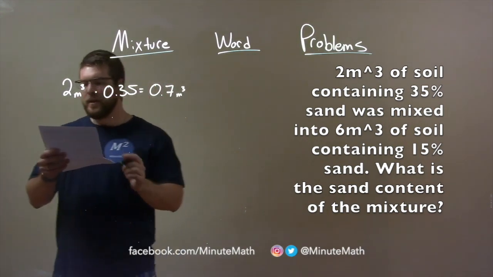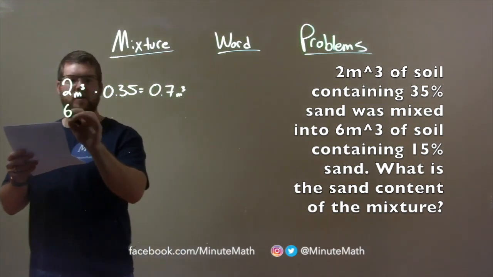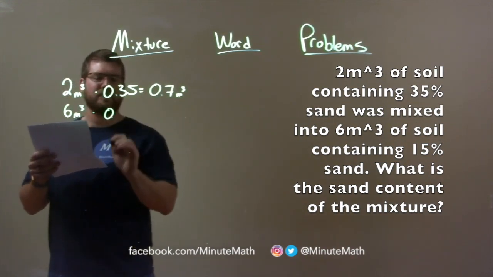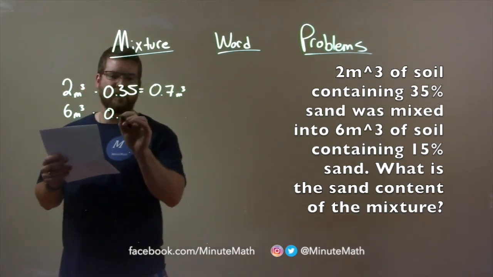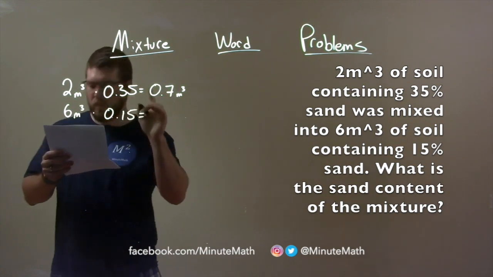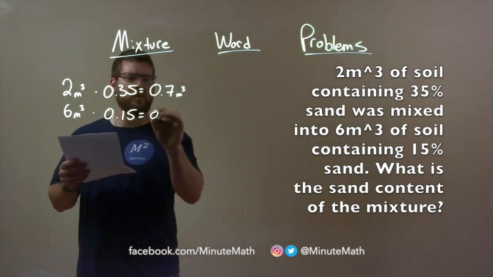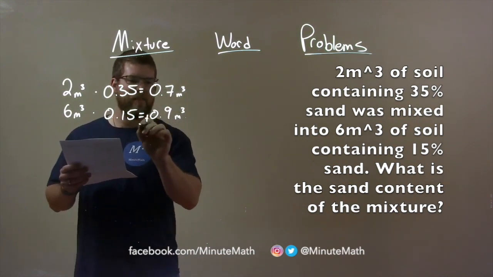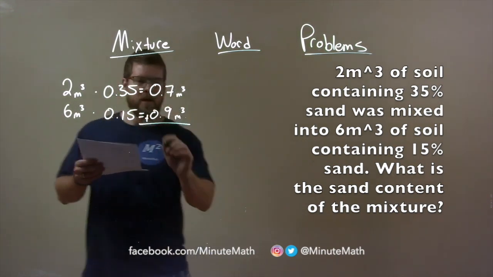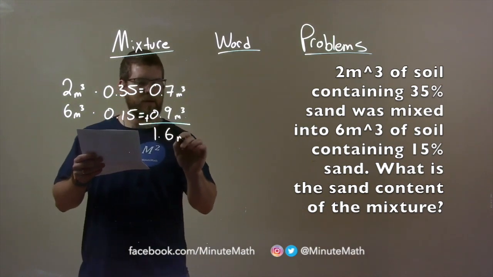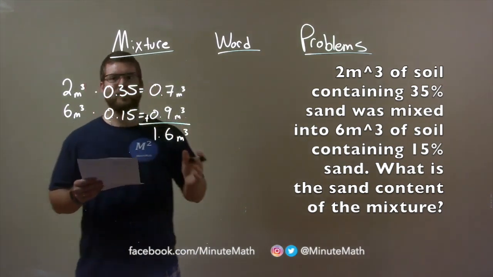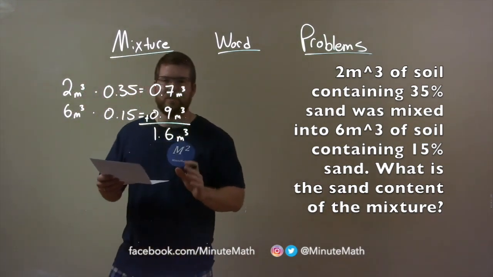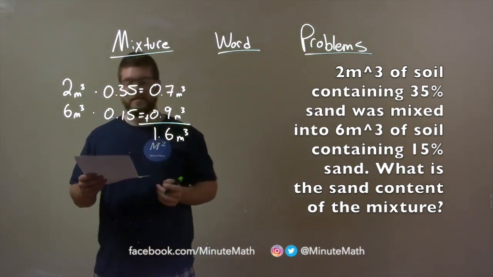The second one says we have 6 cubic meters of soil that contains 15%. So as a decimal, that's 0.15. Multiply that out, we have 0.9 meters cubed. Now we add these two numbers together, and we have 1.6 meters cubed total of sand that's combined in these two. So now we want to find the total percent content that is sand.